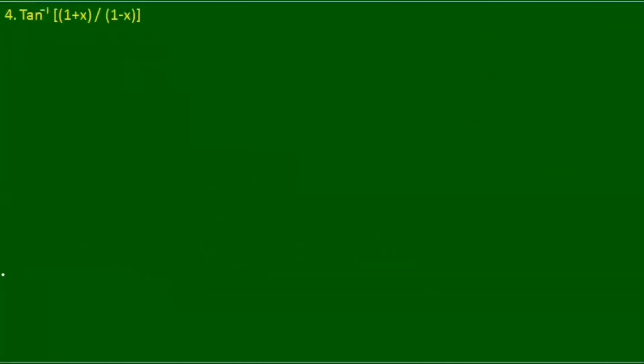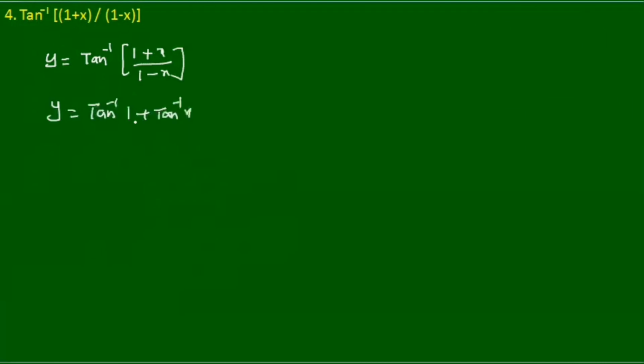Look here: tan inverse of 1 plus x by 1 minus x. We know that tan of pi by 4 plus a is 1 plus tan a by 1 minus tan a. So this can be written as tan inverse of 1 plus tan inverse of x, isn't it? That is the formula you must learn from inverse trigonometric functions.